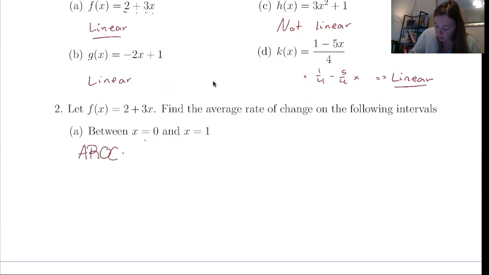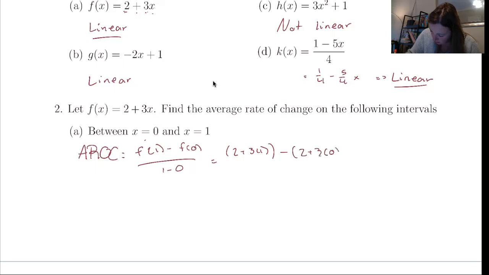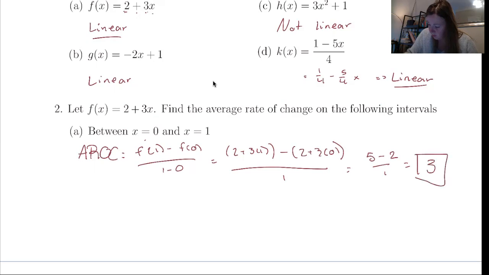So our average rate of change would be f of 1 minus f of 0 over 1 minus 0, which is going to be 2 plus 3 times 1 minus 2 plus 3 times 0, over 1. So what is that going to be? 5 minus 2 over 1, which is going to be 3. And we're not giving any units, we're just given a function. So 3 is an appropriate answer. Or given units, my answer also has to have units.